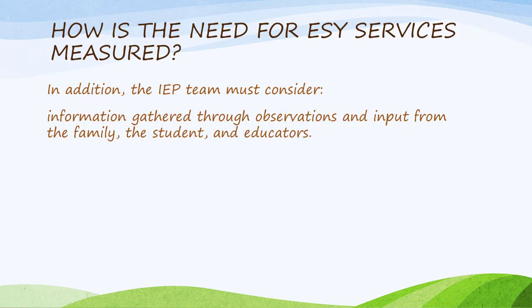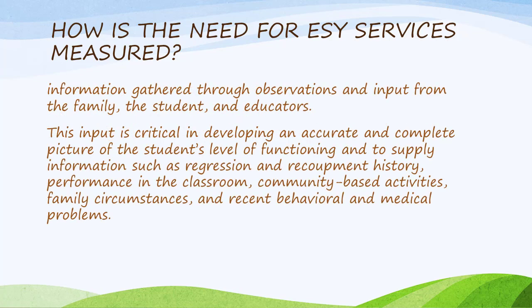But it's not just your regression and your recoupment data that you need to consider. In addition, the IEP team must consider information gathered through observations and input from the family, the student, and educators. This input is critical in developing an accurate and complete picture of the student's level of functioning, and to supply information such as their regression and recoupment history, performance in the classroom, some community-based activities, family circumstances, and recent behavioral and medical problems.